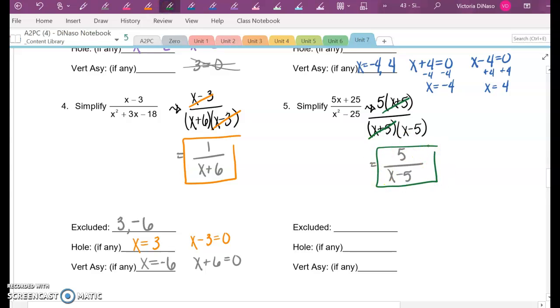Now we cancel that x plus 5, so that's going to be our hole. I'm going to set x plus 5 equal to 0 and I get that x equals -5. For my vertical asymptote, it's whatever's left over in the denominator. So we take x minus 5, set it equal to 0, and we get x equals 5. So we have an excluded value at -5, and then we have another excluded value at +5.